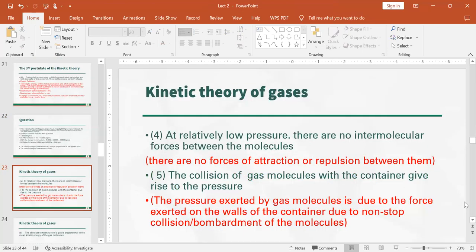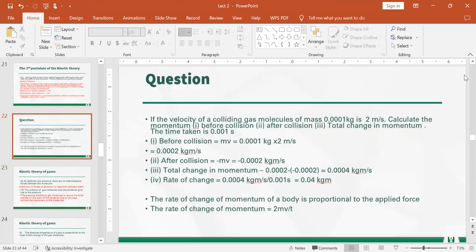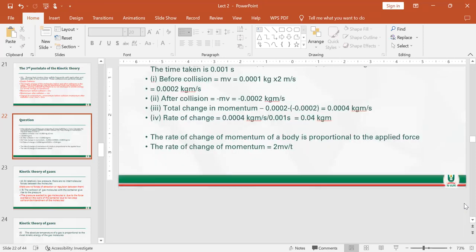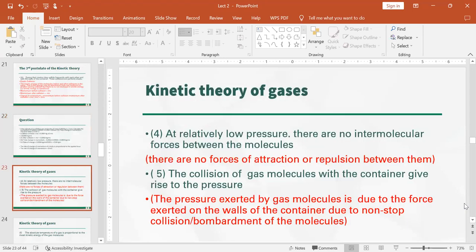Yes, sir, that is the formula for calculating change of momentum. I just wanted them to understand that's the formula, that's the law. That is the calculation. Okay, so now, the kinetic theory of gases.